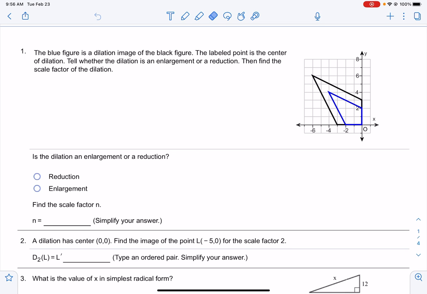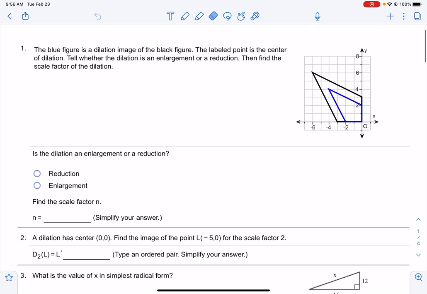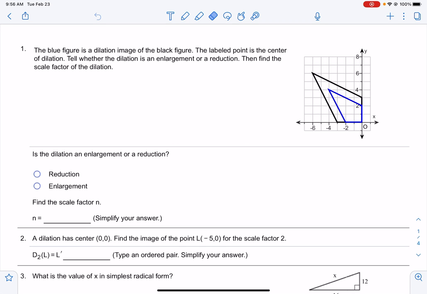So number one, it says that the blue figure is a dilation image of the black figure. So the blue is the new image because it's a dilated figure of the old black one. The labeled point is the center. Tell whether it's an enlargement or reduction. Again, hopefully that's an obvious one. The blue shape is smaller than the black shape, so it's a reduction. And then it wants the scale factor.